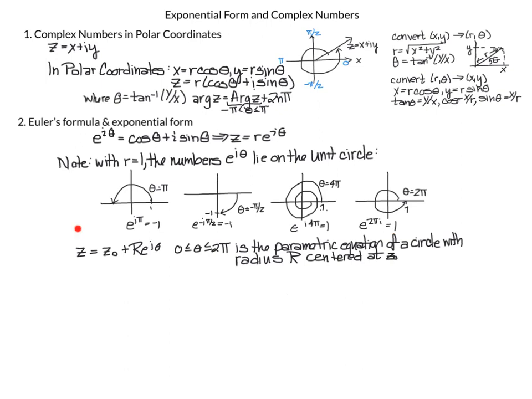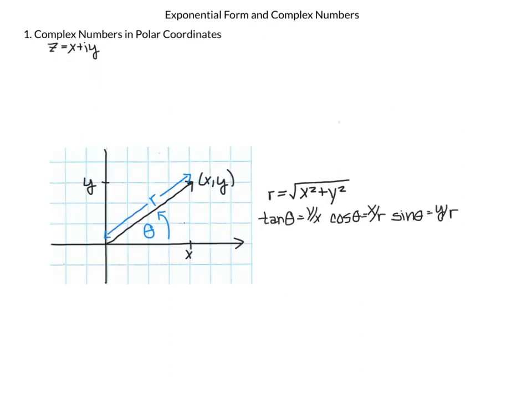We also have one more formula, that z equals z naught plus r e to the i theta, where theta goes between 0 and 2 pi. This is the parametric equation of a circle with radius r centered at z naught. We will start by representing complex numbers in polar coordinates. So we have z, our complex number, is equal to x plus iy.